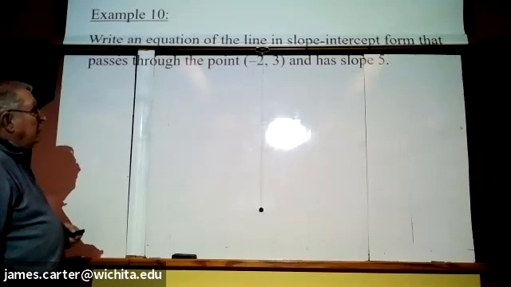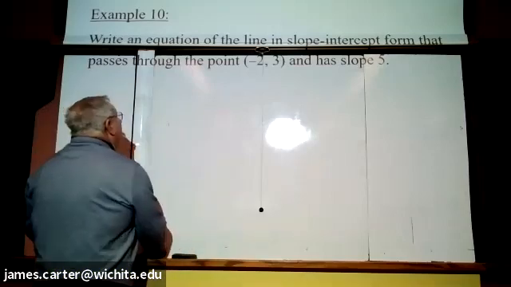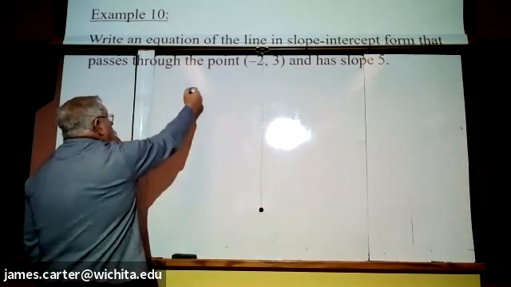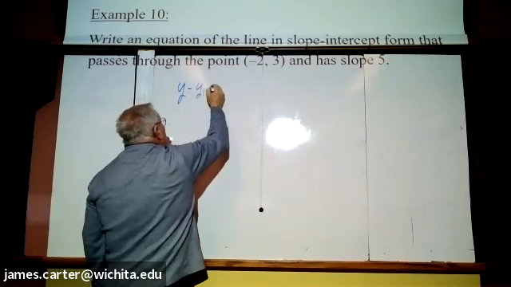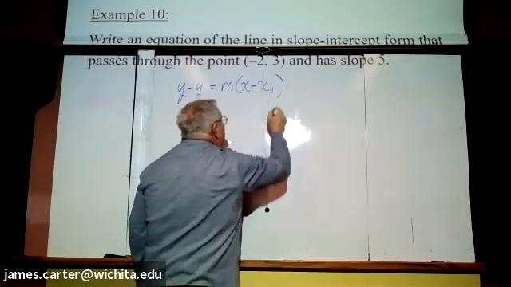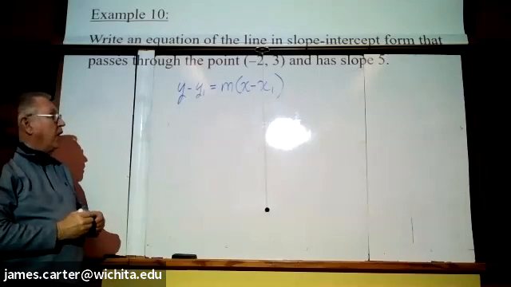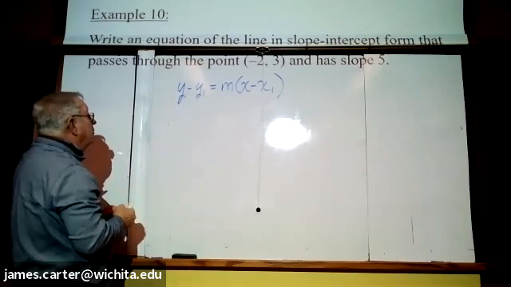Okay, now this is a new skill. In this case, we're going to have to use a formula called the point slope formula. Y minus y sub 1 equals m times x minus x sub 1. That also is a formula that you will need to memorize. Now, the way we work this, it tells us the slope, 5.